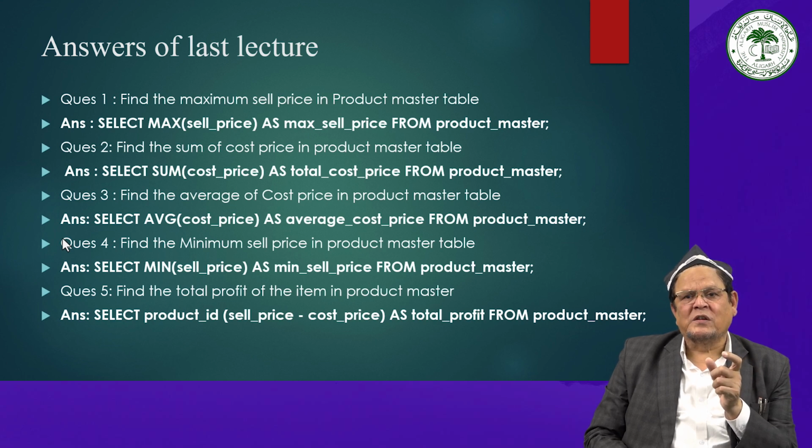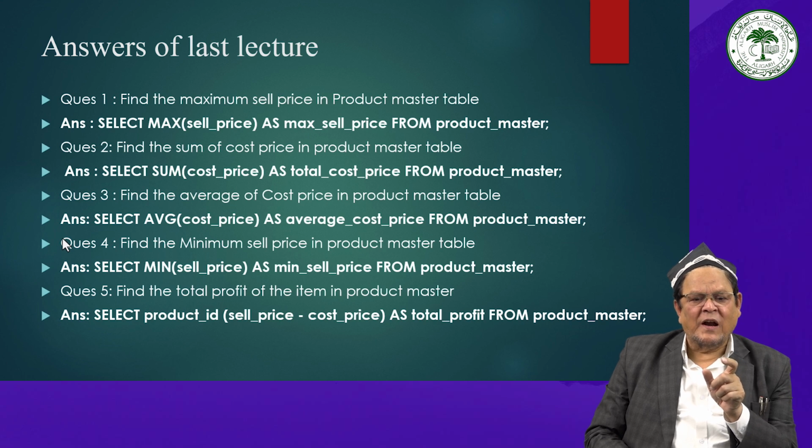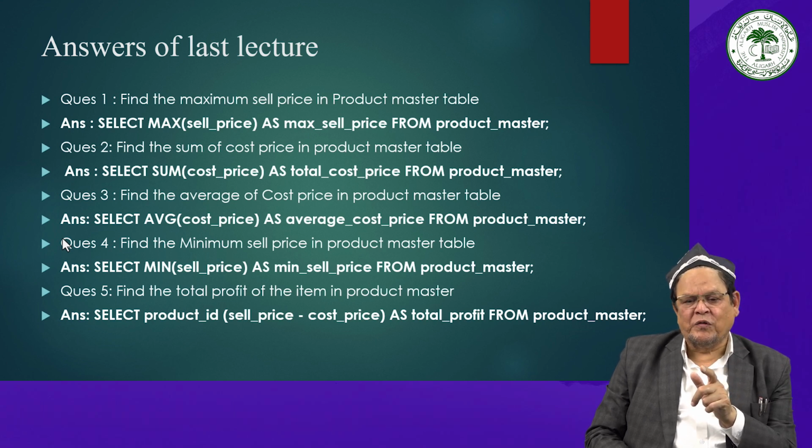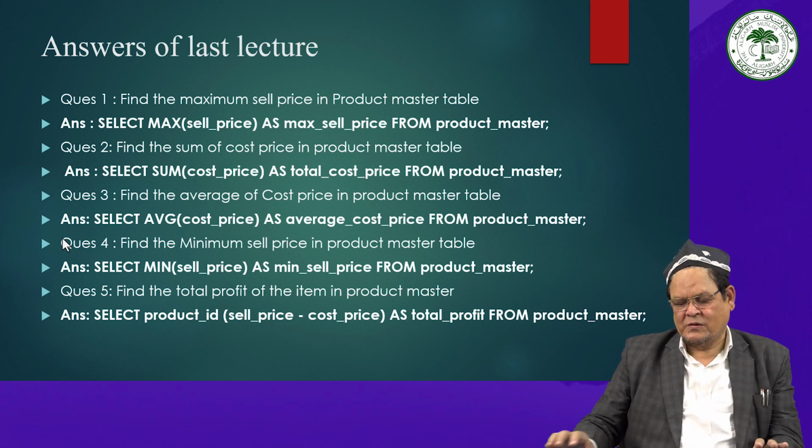The last question I have given you, find the total profit of the item in the product master. For that you have to write select product ID. You have to find the profit. So how will you find the profit? You have to subtract cost price from the sell price, then you are able to find it. So here I write select product ID, within bracket sell price minus cost price as total profit from product master.